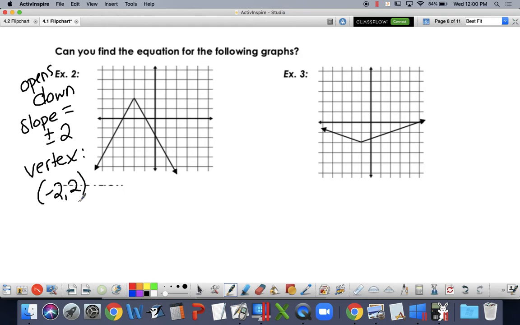Sorry about that. So let's write our function. It opens down, so it's going to start with a negative. Then it has a slope of 2. I really did pick too many 2's. Then I have my absolute value bars. And I'm going to take the opposite of the x-coordinate, so x plus 2. And then I have to tack on the extra, plus 2, at the end.